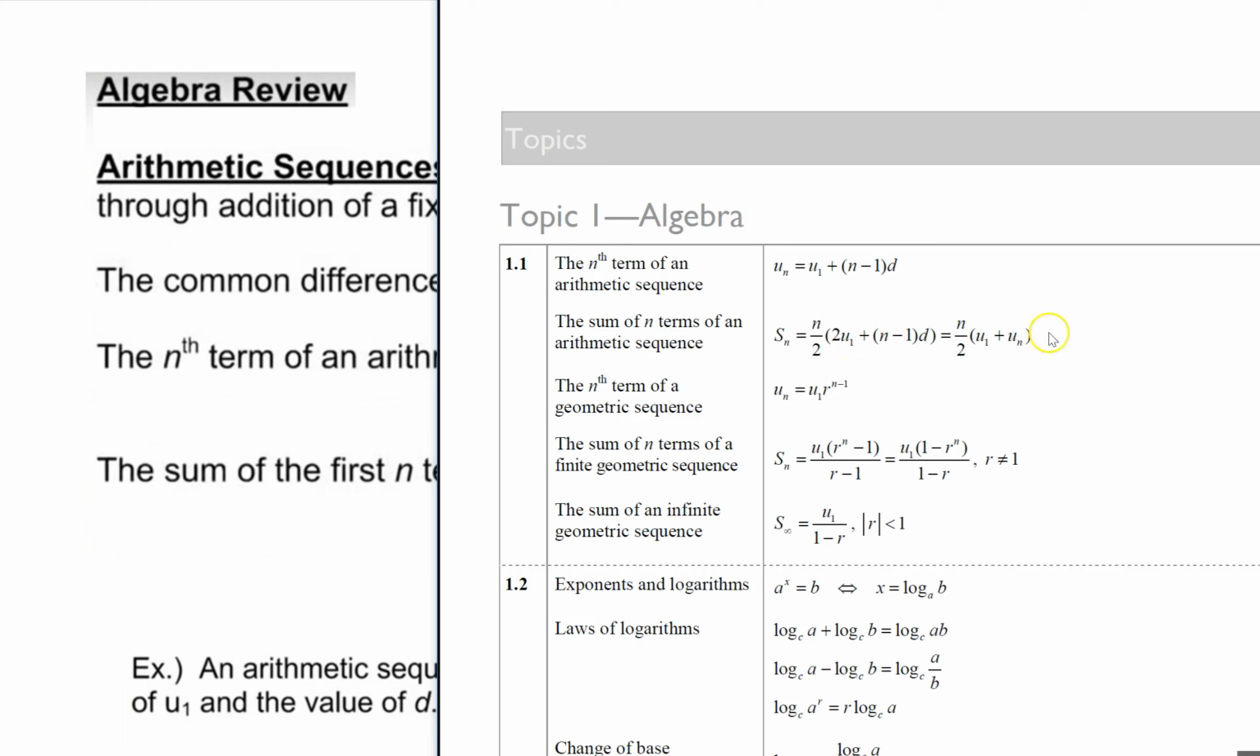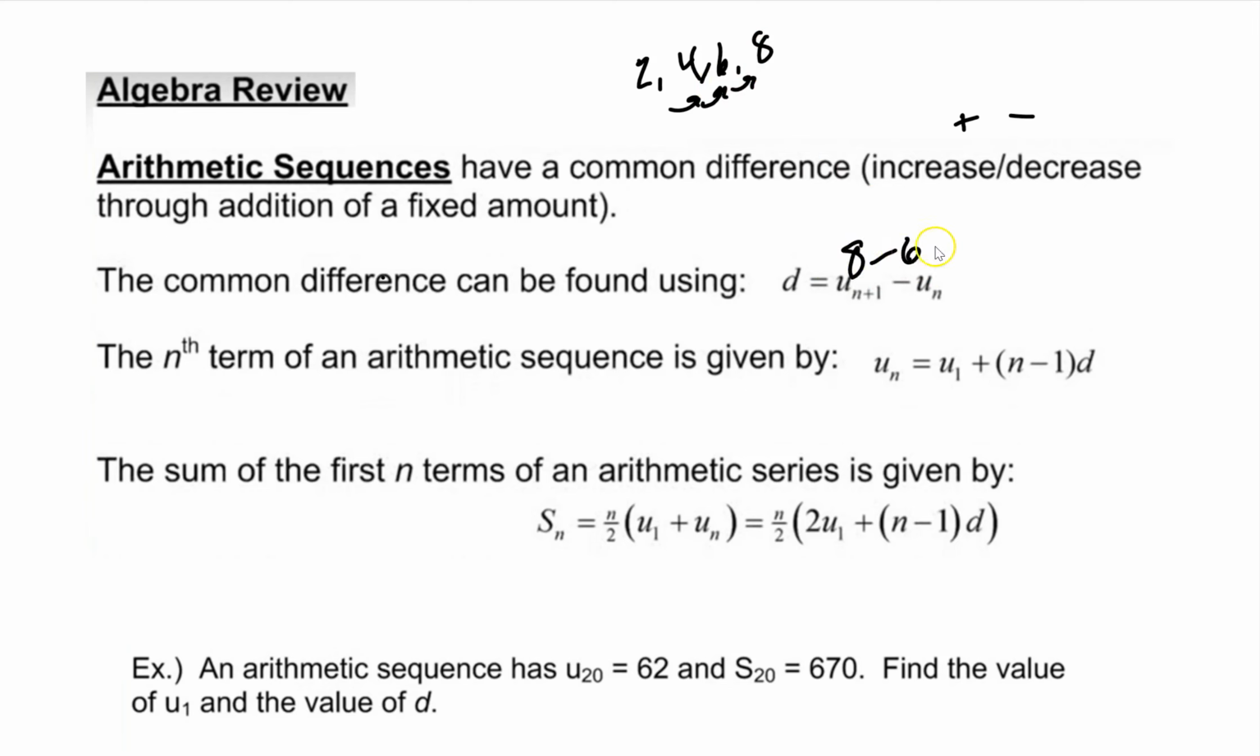So how do you find the common difference? Well, there's usually not a formula for this. All you do is subtract. You go 8 minus 6. Hey, it's 2. Common difference. So you do that in your head, but whatever.